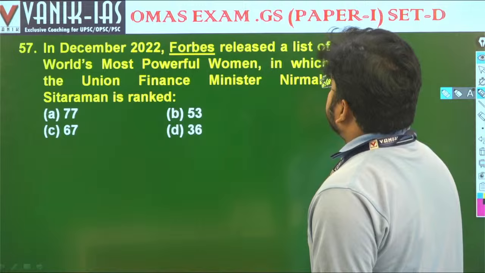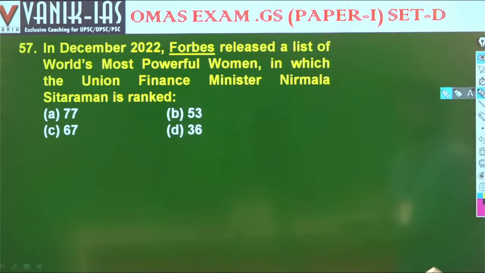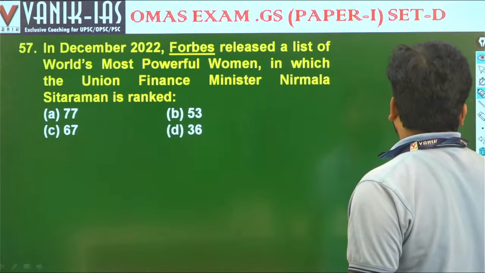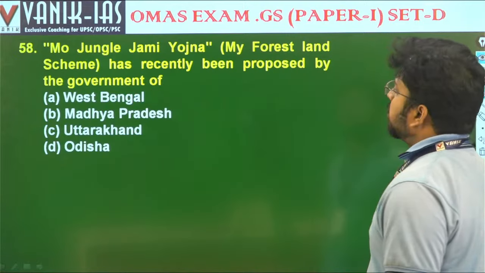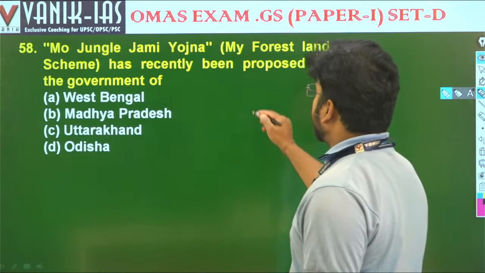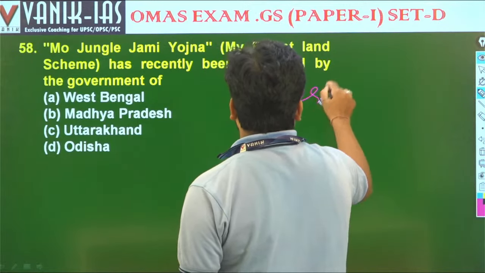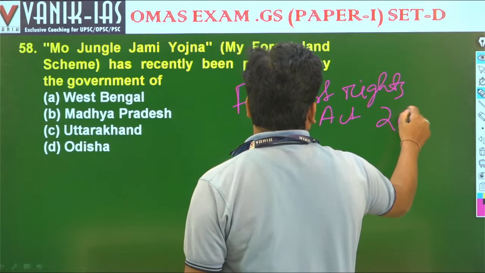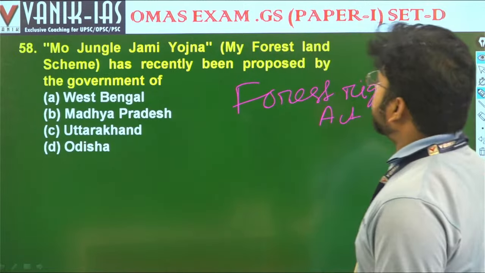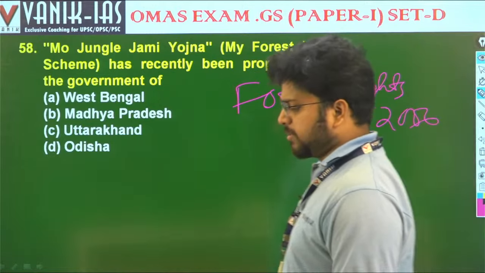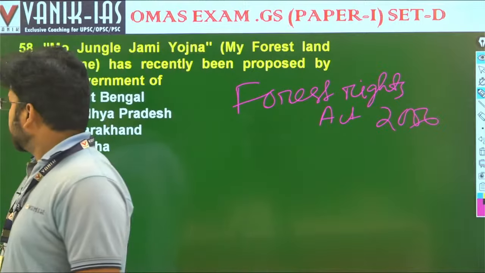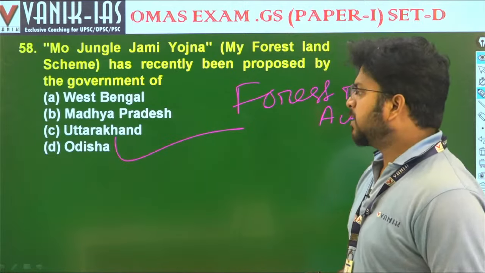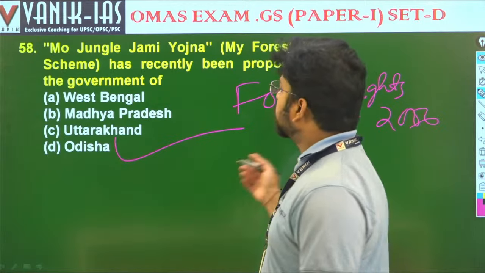In December 2022, Forbes released a list of the world's most powerful women, in which Finance Minister Sitharaman, directly from the headlines, was selected at rank 36 in the Forbes list. Then the Mor Jungle Jamin Yojana is based on the Forest Rights Act 2006. West Bengal, Madhya Pradesh, Uttarakhand and Odisha. Obviously it is Odisha. To provide land to the tribals, forest dwellers, based on the Forest Rights Act 2006.